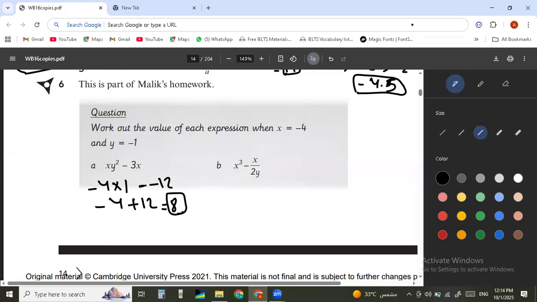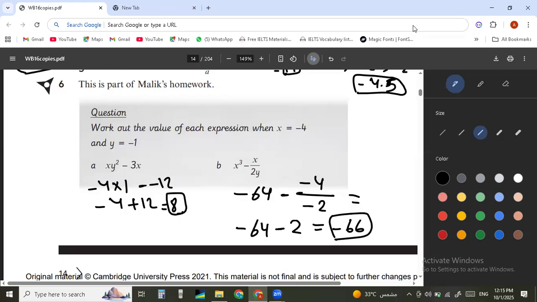Next, x cubed, which is negative 4 cubed, which is negative 64, minus x over 2y. 2y means 2 times negative 1, which is negative 2, so negative 64. I do the division first. Minus negative 4 over negative 2 gives you positive 2. So negative 4 divided by negative 2 is positive 2, equals negative 64 minus 2 is negative 66.